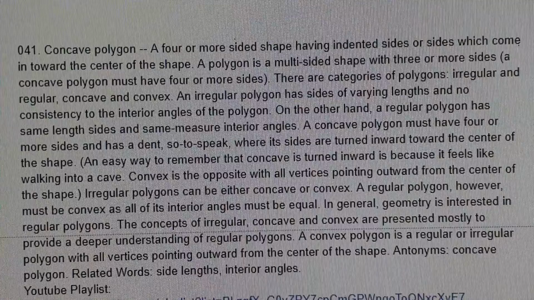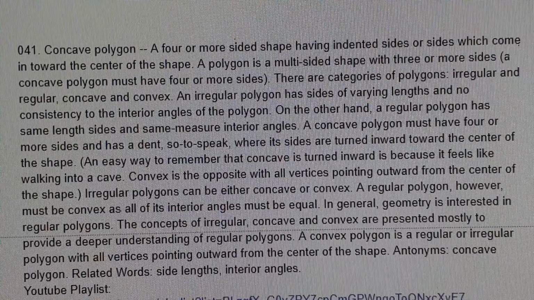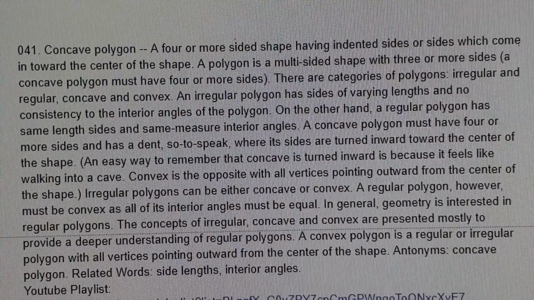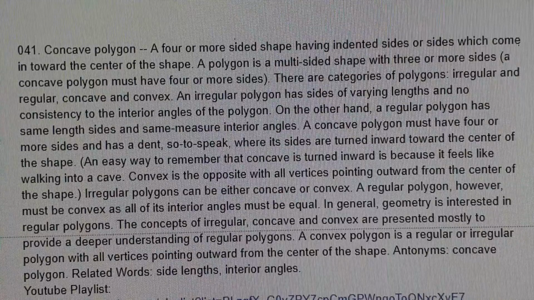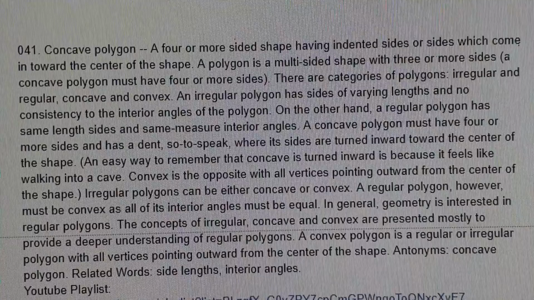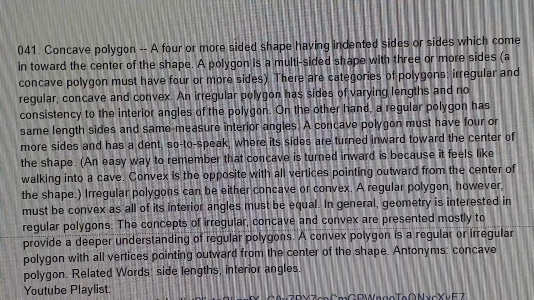Concave polygon: a four or more sided shape having indented sides, or sides which come in toward the center of the shape. A polygon is a multi-sided shape with three or more sides. (A concave polygon must have four or more sides.)